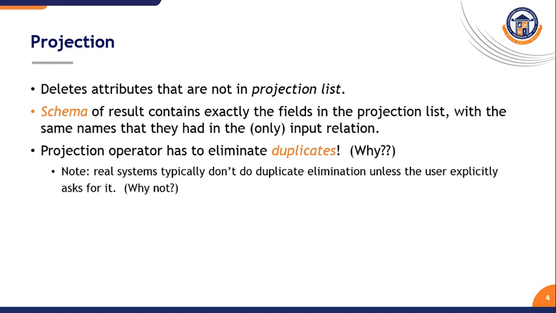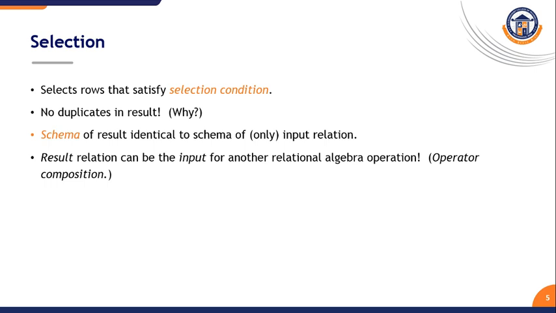The next one is selection. Selection chooses rows that satisfy a given condition, for example, age greater than 30. The schema of the result is exactly the same as the input relation, and there are no duplicates in the result. So we can use the result of a selection in other operations, which is called operator composition. So this is selection.